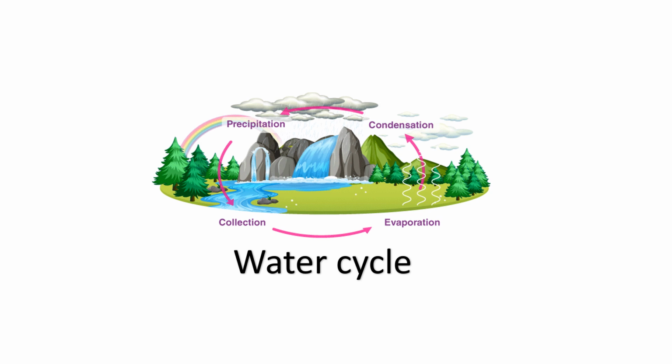This is the water cycle, where the water which is present on the Earth's surface absorbs the sun's energy and gets evaporated, and the evaporated water condenses, forming clouds, and the clouds precipitate in the form of rainfall or snowfall, and the water is again returned to the Earth's surface.